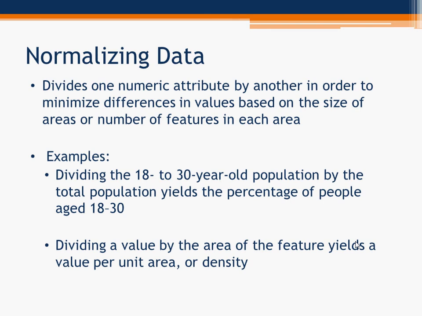Another way to do it is to divide a value by the area of the polygon. That's going to give you a value per unit area, or density, so your population per square mile, for example. And again, we're going to see these in the demo, but I did want to address this because normalizing data can very easily be done within the symbology tab of the layer properties, and we'll see how that works within the demo.